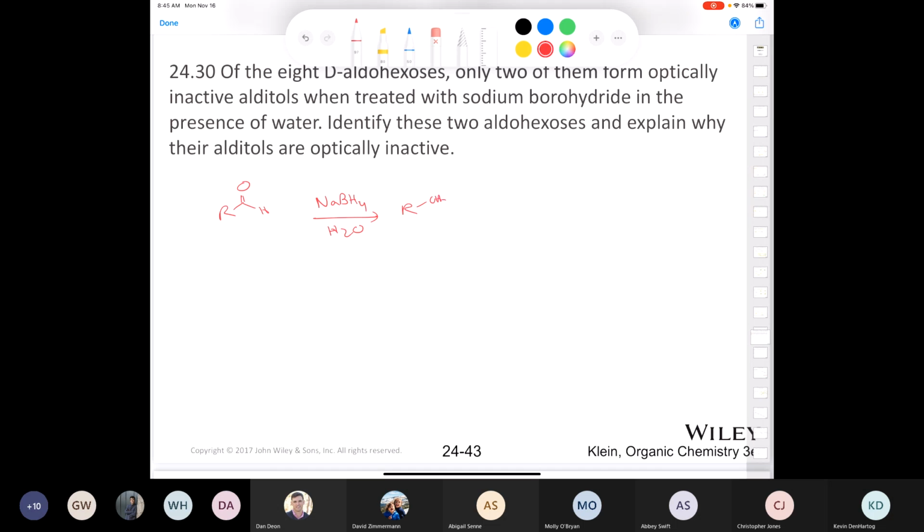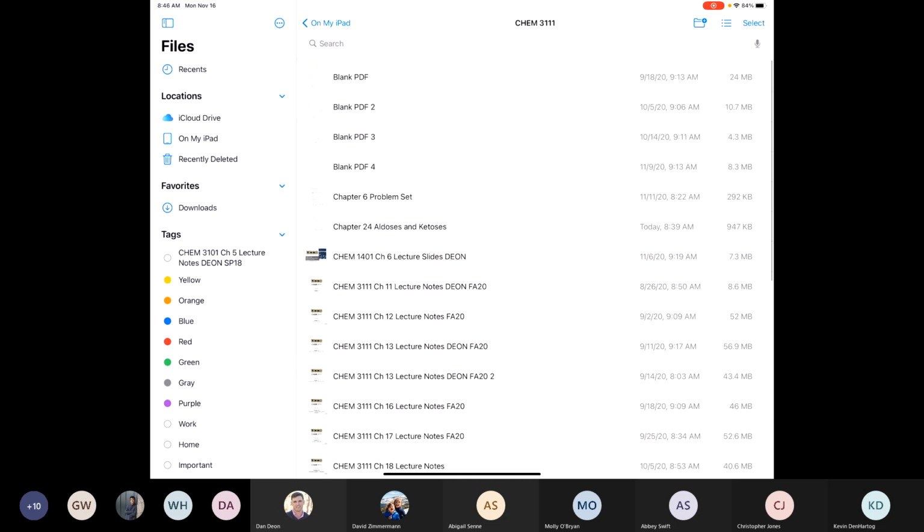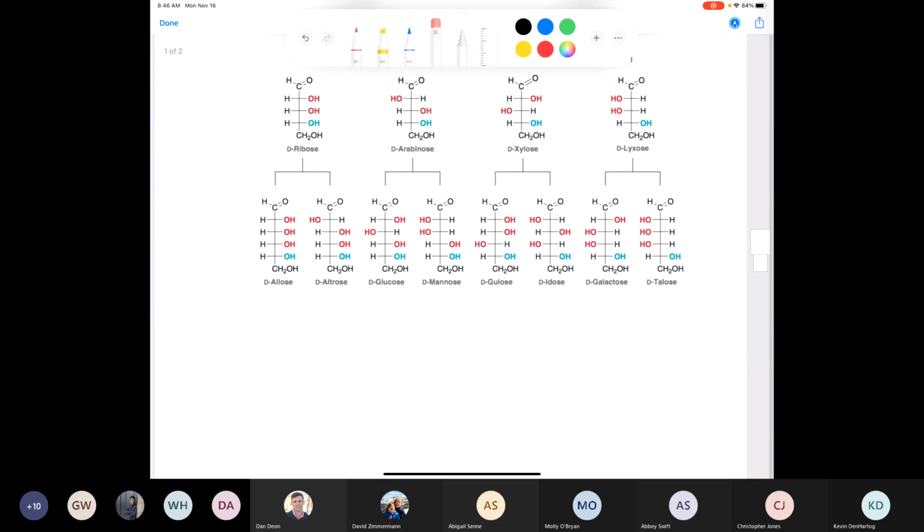We reduce the aldehyde to an alcohol. Well, with that in mind, let me do something I said I wasn't going to do and go back to this guy here. So if you look at all these compounds, all the aldohexoses, there's 8 of them. If you were to reduce all of those aldehydes to CH2OH, can anybody tell me which 2 of them will produce compounds that would be optically inactive? They will not rotate plane polarized light. I'll give you a second to look at it and see if you can figure out which ones.